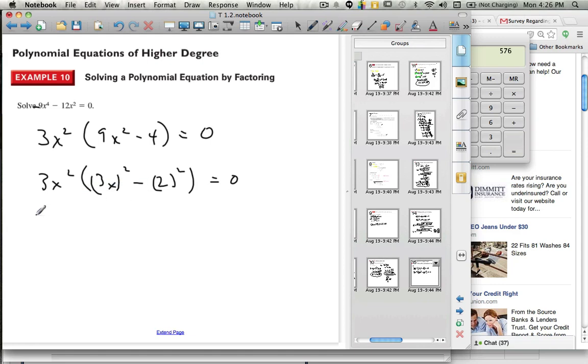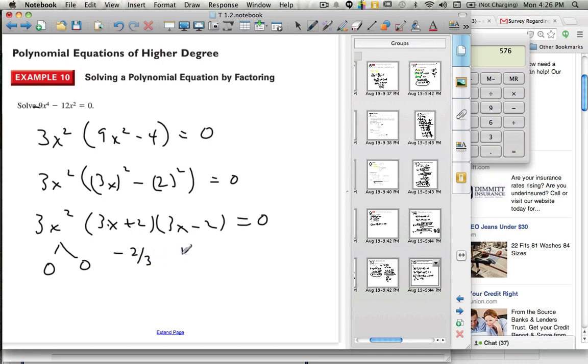And I know that those will factor to be 3x plus 2 times 3x minus 2. And now if I want to solve, for each x I'll have a solution that makes the equation equal 0. Well, for this one they're both 0. For this one it would be negative 2/3. And for this one it would be positive 2/3.